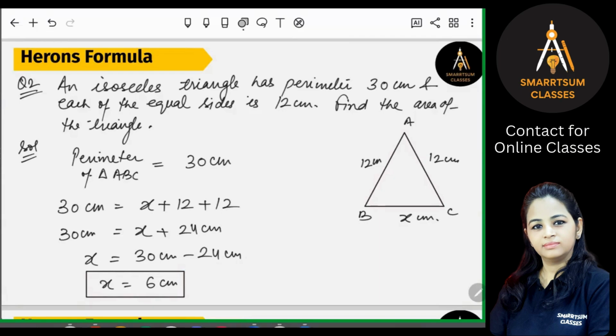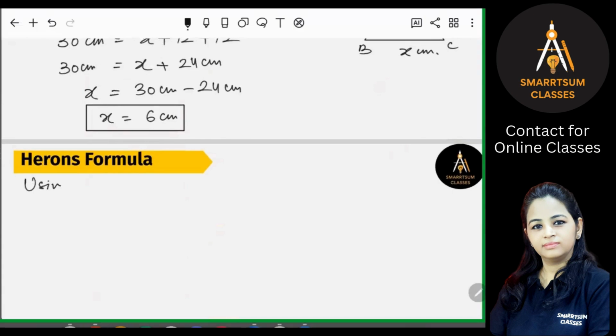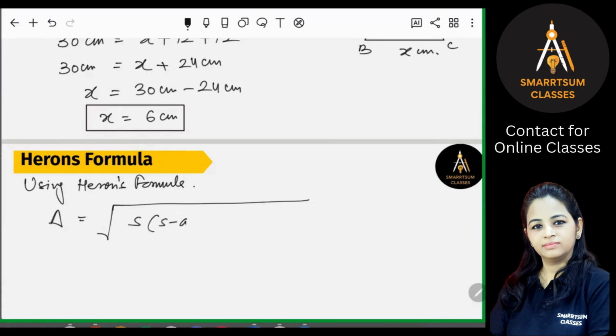So now we have calculated all three sides. Two sides are already given, and the third we have calculated. Now we can use Heron's formula to find the area of this triangle, right? So now let's use Heron's formula. Area of the triangle is the square root of S into S minus A, S minus B, S minus C.